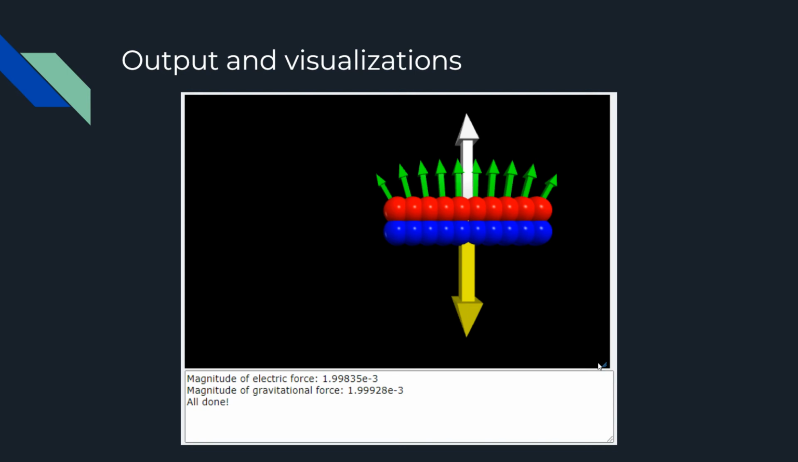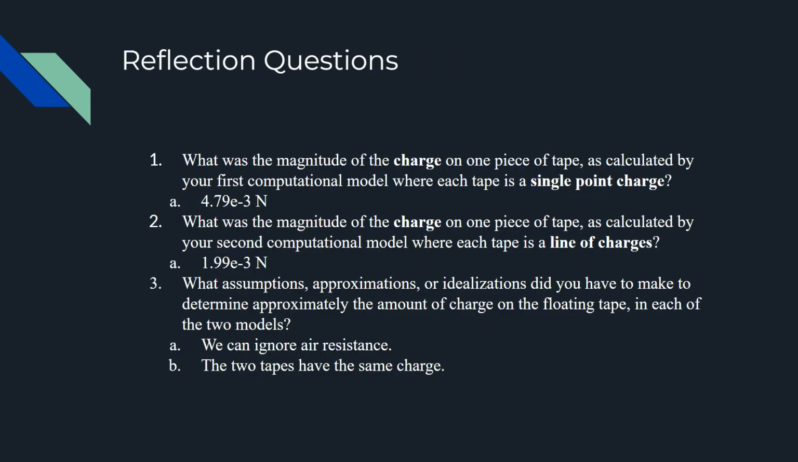And here you can see is my output. The white arrow is the electric force vector. The yellow arrow is the gravitational force vector. And then the green arrows are all of the electric force vectors from each instance of bottom tape to top tape. And we find our magnitude of electric force to be 1.99, which is the same as our magnitude of gravitational force.